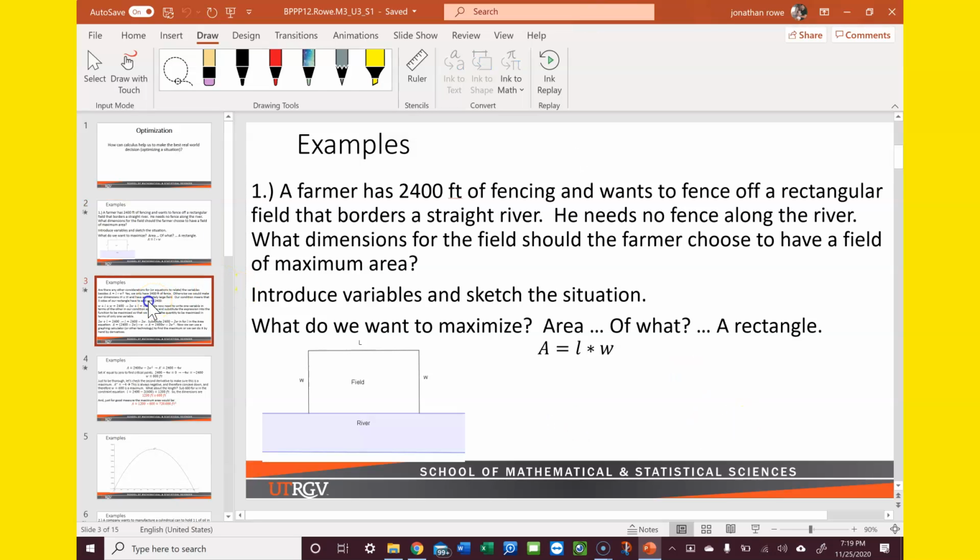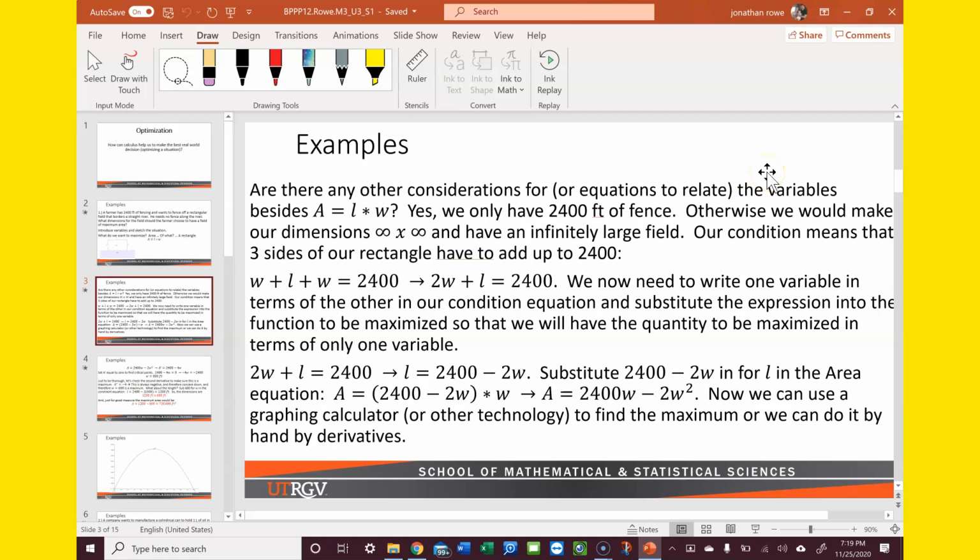All right. Now, this is going to be the trick of the trade here. This is what's going to separate your success from failure in being able to do this problem by yourself at some point. Are there any other considerations for the variables besides just that length times width equals area? Or in other words, is there another equation that we can make to relate the length and the width? Because we don't want to have to maximize something in terms of two variables. It's kind of like solving an equation with two variables. You can't do that. If you can get one variable in terms of the other, then you can do it.